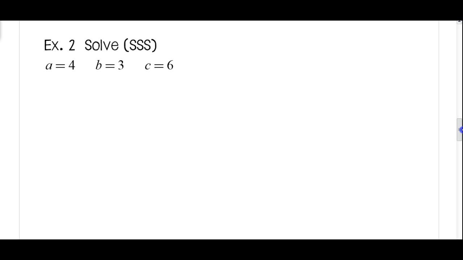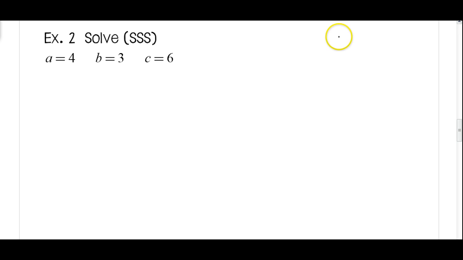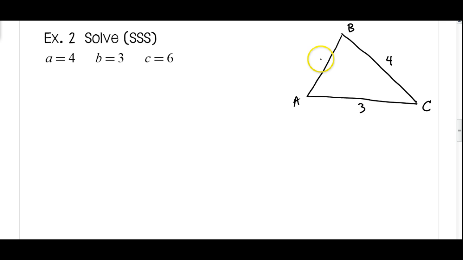So here's example 2. We've got side, side, side. So I'm going to, as always, start with a sketch of our triangle. I'm just going to draw my generic triangle ABC. I've got 4 over there, I've got 3 over here, and I've got 6 over here.